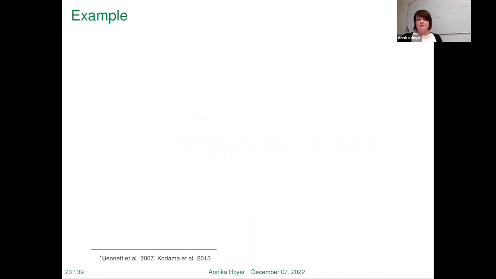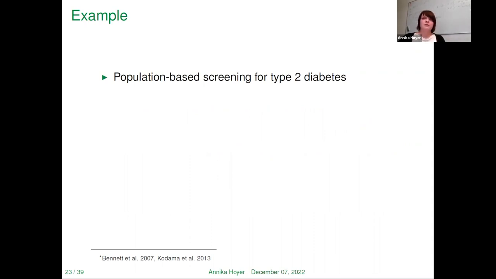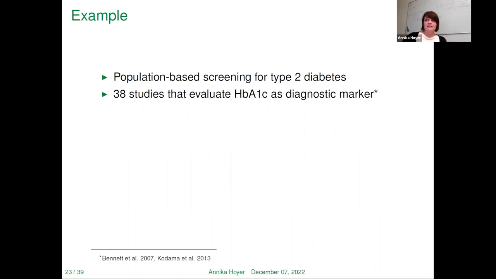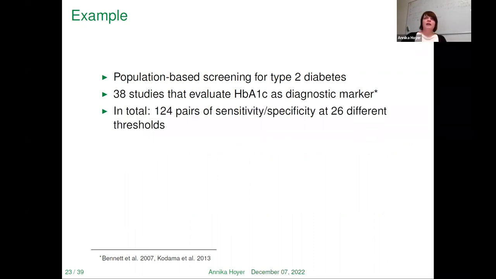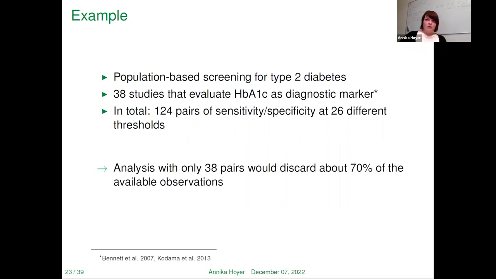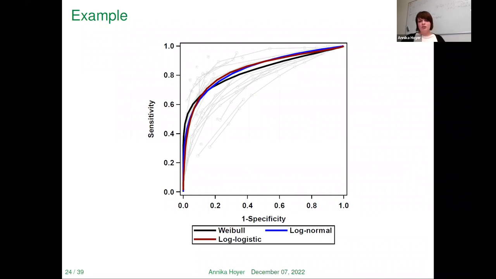To imagine what this means in practice, I've brought an example from diabetes research. Again, we have a systematic review based on population-based screening for type 2 diabetes. This systematic review includes 38 studies that evaluate HbA1c as a diagnostic marker. And we have in total 124 pairs of sensitivity and specificity at 26 different thresholds. An analysis with only the originally reported 38 pairs, so one pair of sensitivity and specificity per study, would discard about 70% of the available observations. So we would lose about 70% of all information available in the studies, which should be avoided in practice.